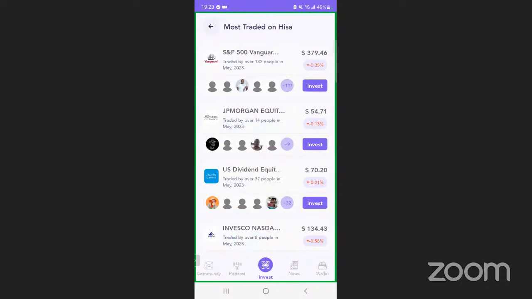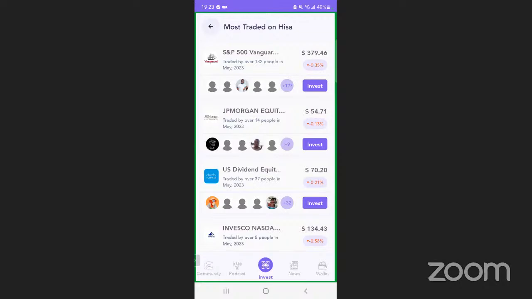So you see the most traded on Hisa is the S&P 500 Vanguard ETF. The reason why most guys buy that ETF is because it's sort of like the easiest way to invest in the entire stock market. Basically, you're buying 500 of the largest companies in the US with one trade. So that's the S&P 500 Vanguard ETF.